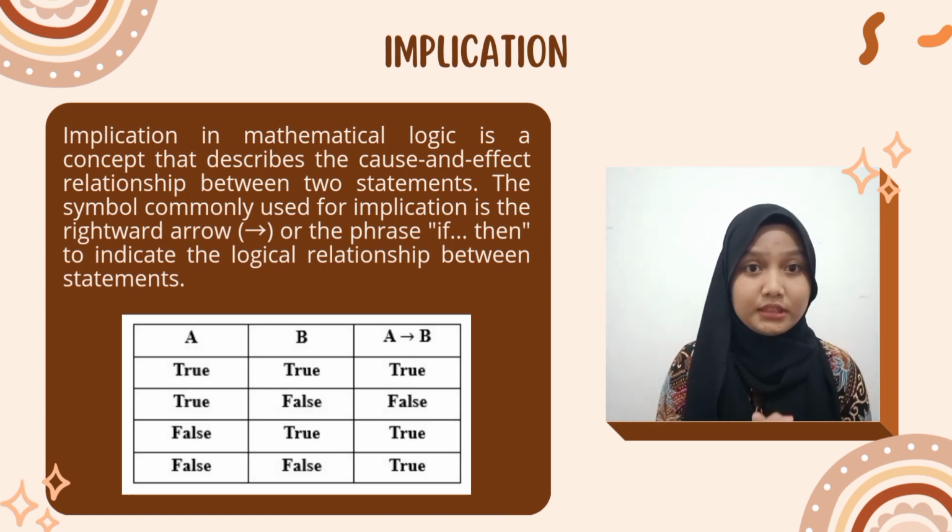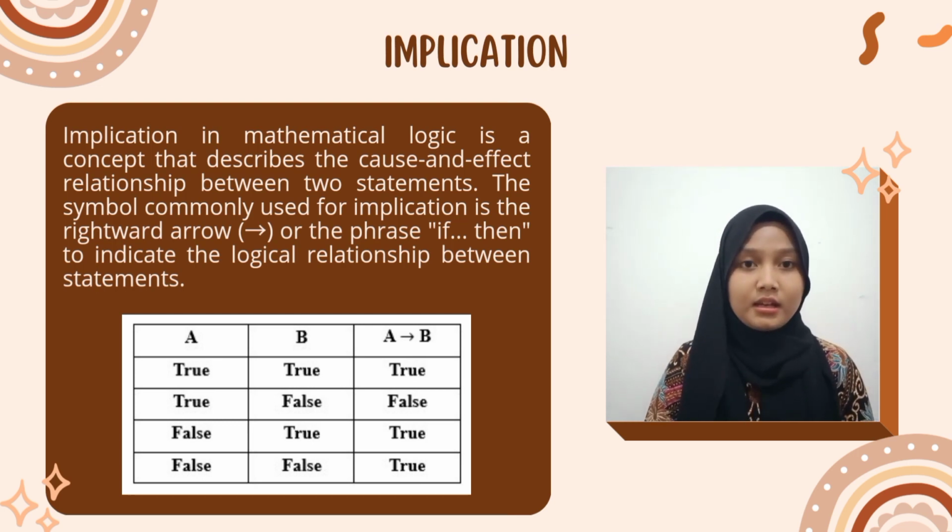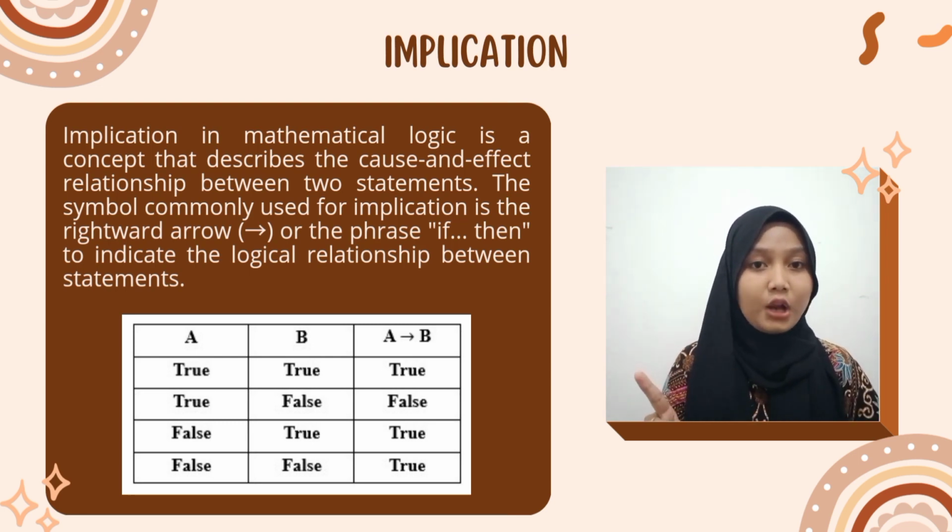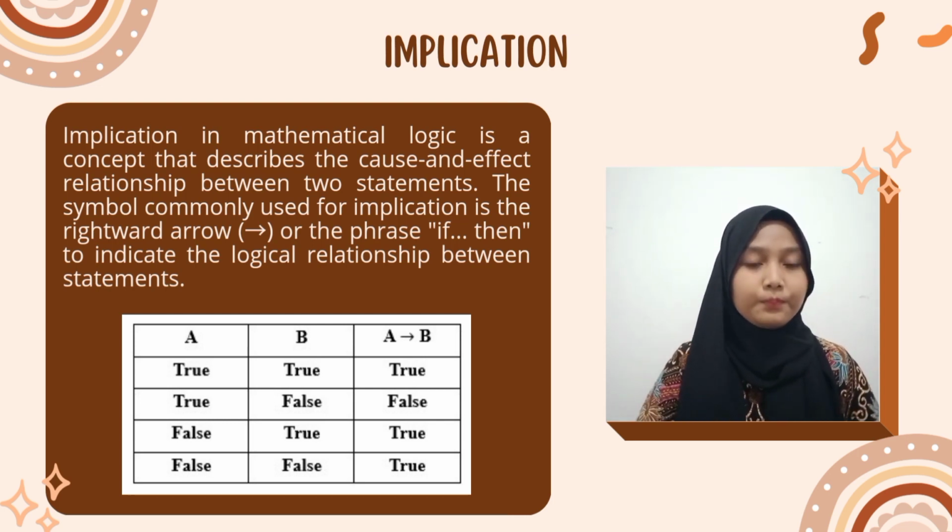The symbol commonly used for implication is the right arrow, read as "if... then", to indicate the logical relationship between statements. Implication can also be expressed in the form of logical sentences. For example, if A and B are two statements, the implication A → B states that if A is true, then B must also be true.